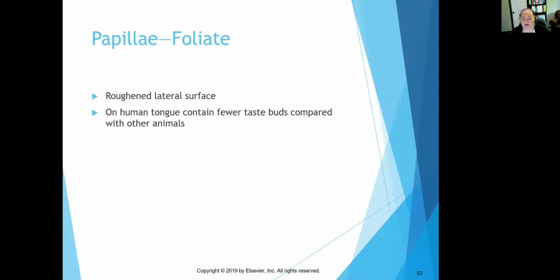Then we have our foliate, and this is the roughened lateral surfaces of the tongue. On the human tongue, they contain fewer taste buds compared with other animals. The foliate papilla, again, during the intra and extraoral exam, you're going to have to pull the tongue out and view those. Because remember, the lateral borders of the tongue are going to be your most common spots for oral cancer.